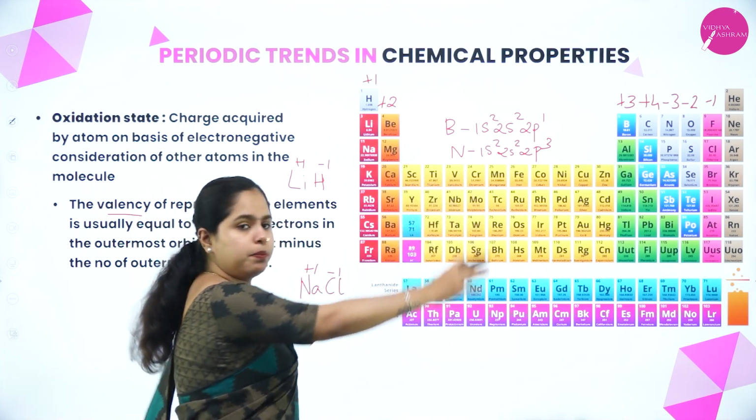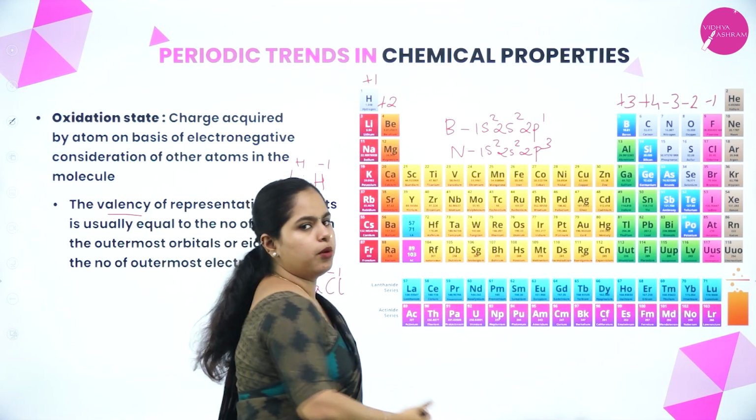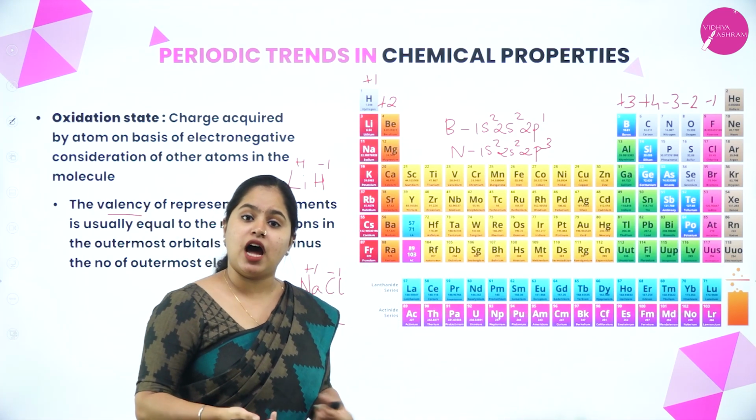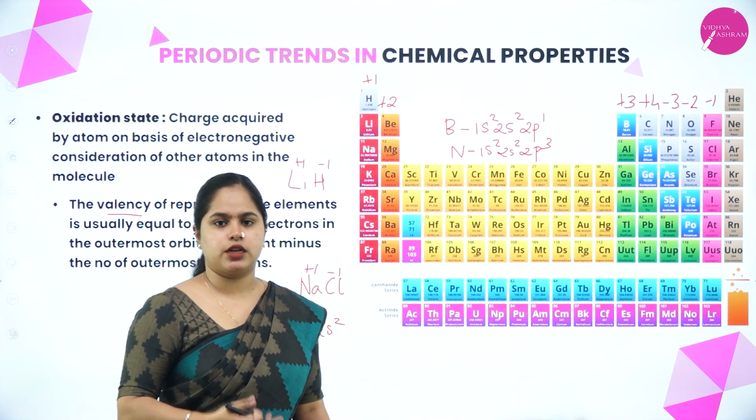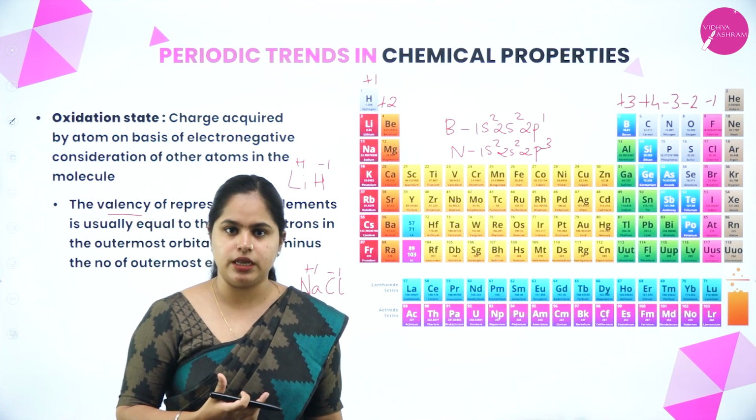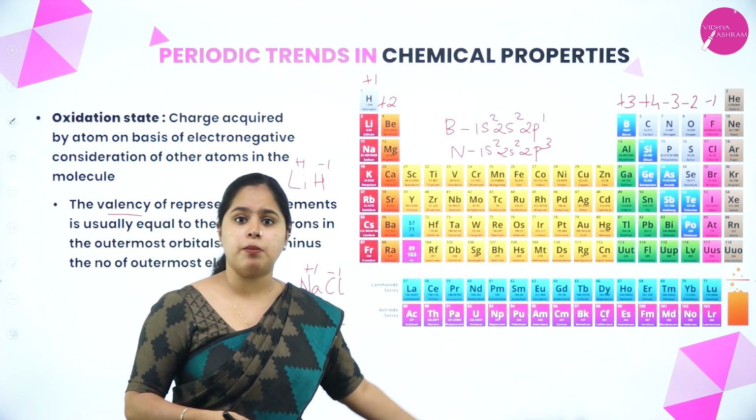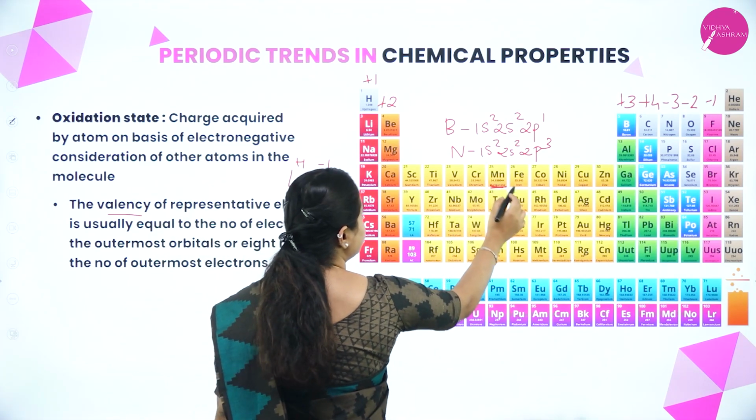We discussed S block and P block elements. Now, what about the D block elements? They have variable oxidation states, not just one oxidation state. So let's consider manganese itself.